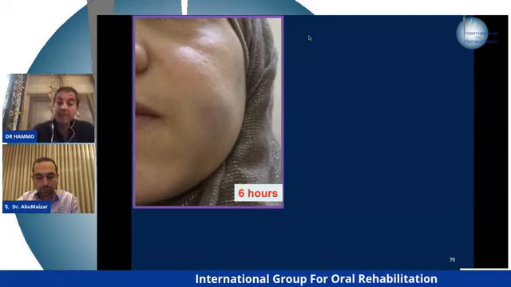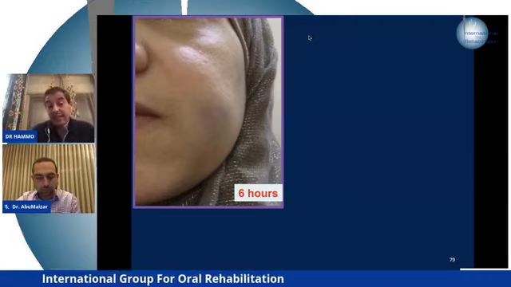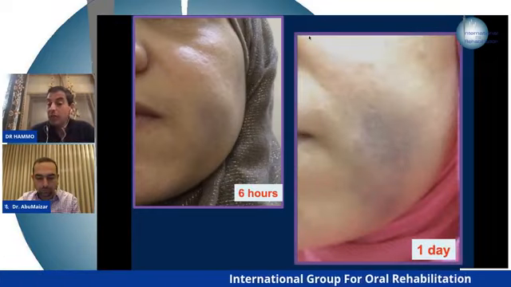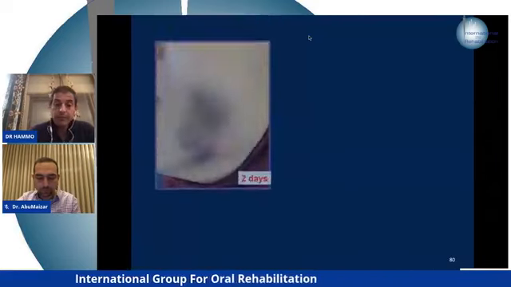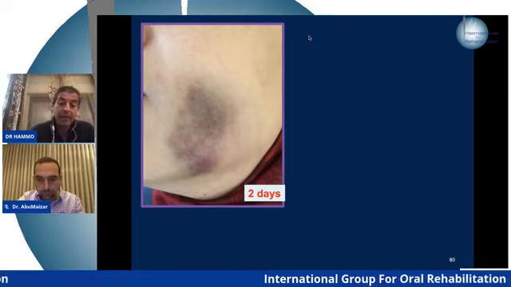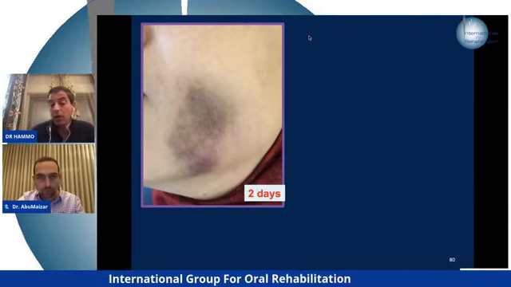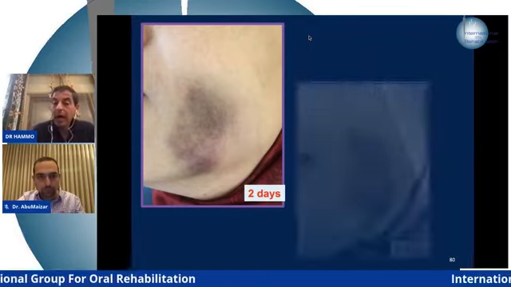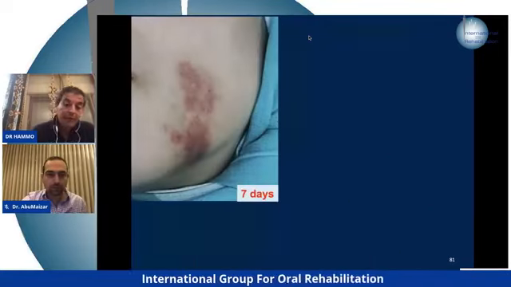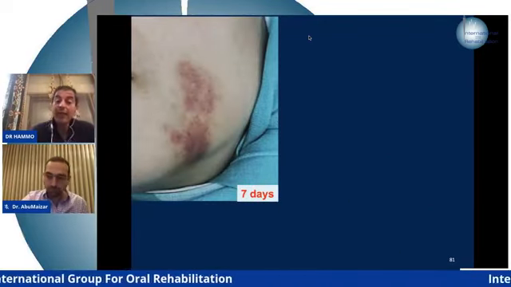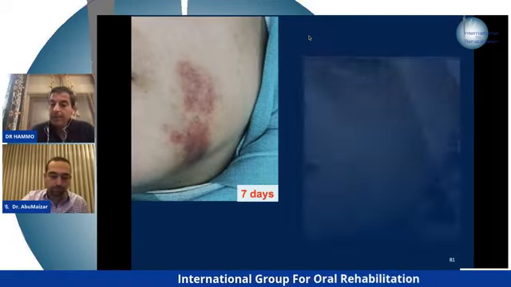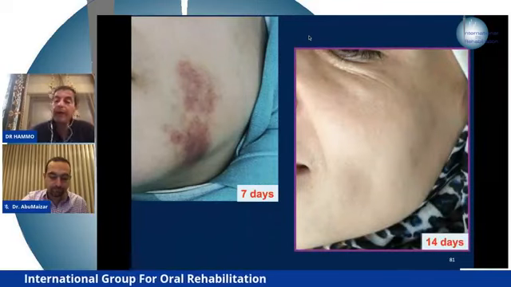So this is after 6 hours. You can see here the discoloration and the swelling. After one day, you can see more change of the color of her face. Now you can see after 2 days, we have blue and red color, and the ecchymosis here is so clear. After 4 days, it spreads more. Now after 7 days, we reach the peak and we are going down, so it's regression. After 2 weeks, everything is back to normal.